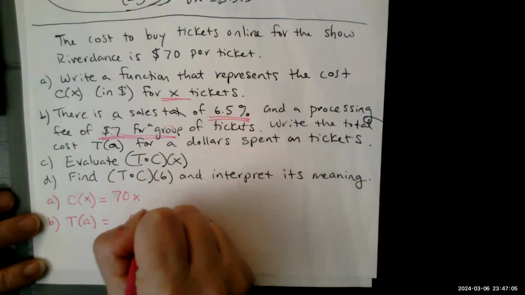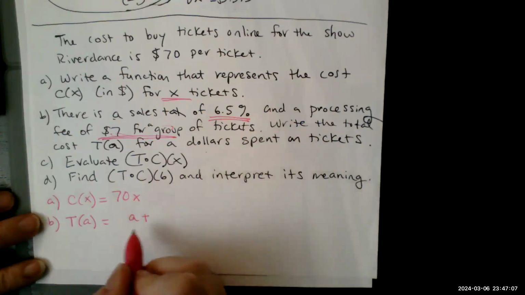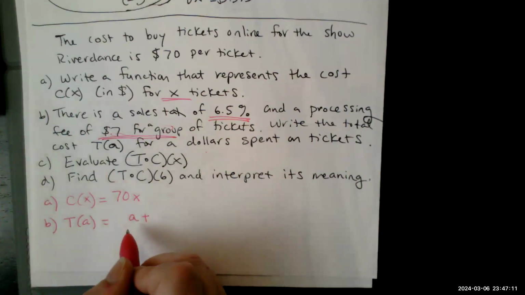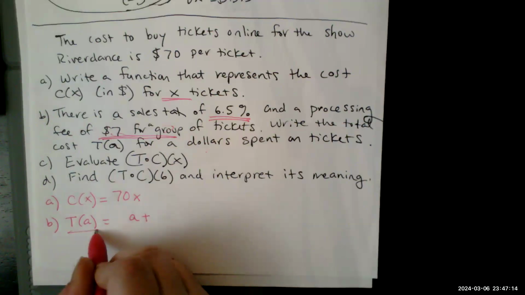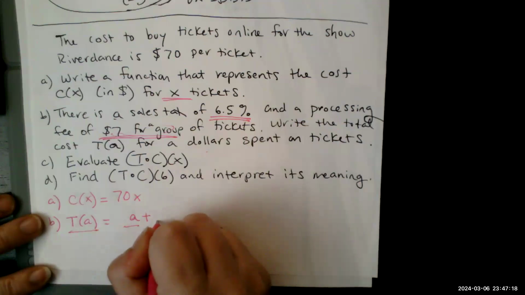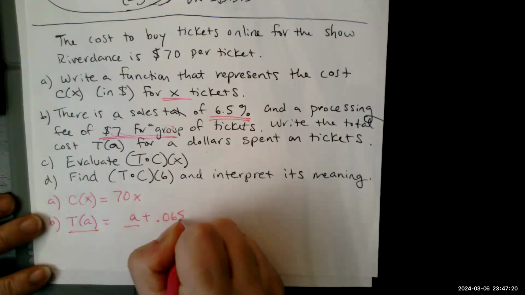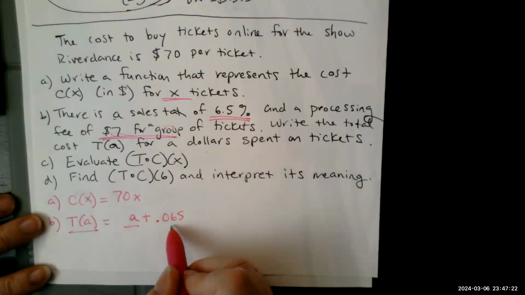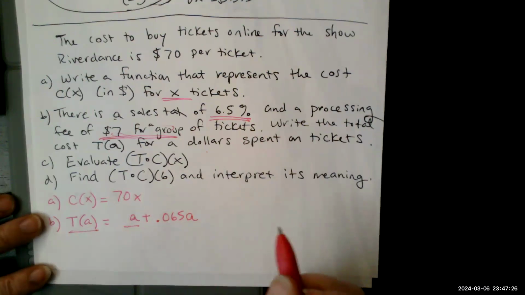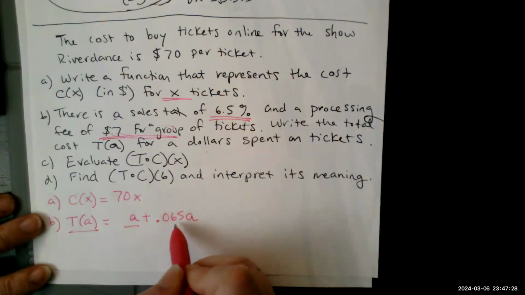Well, first of all, we have to pay whatever that is. So let's say we've so far spent $300 on tickets. What's our total cost? Well, it's going to be that 300 plus this tax, which is 0.065 times that amount that we spent, right? You don't just add 0.065, that means nothing.